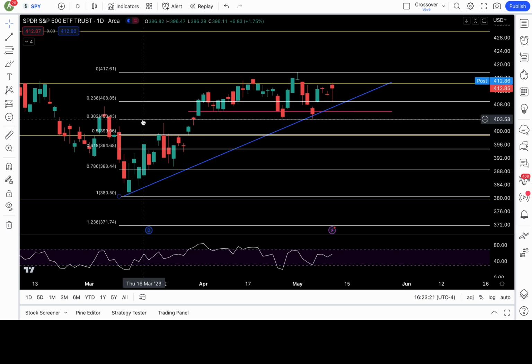So bulls need to get above 413.8 and 415 to trigger more upside. Bears need to break down 410 and today's low of 408.8, which also happens to be the 23.6 fib level. Those are the key levels that we need to pay attention to, all right, guys?